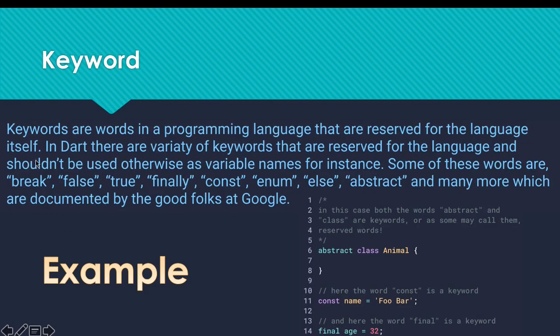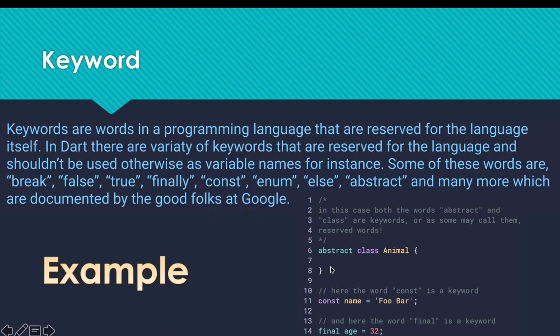Now you can see the keywords. Keywords are words in the programming language that are reserved for the language itself. In Dart, there are a variety of words that are reserved for the language and shouldn't be used otherwise, such as variable names. Some of these words are here, as you can see: break, false, true, final, const, enum, else, abstract, and many more, which are documented by the Google folks.